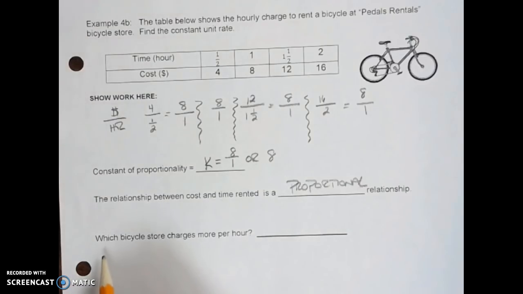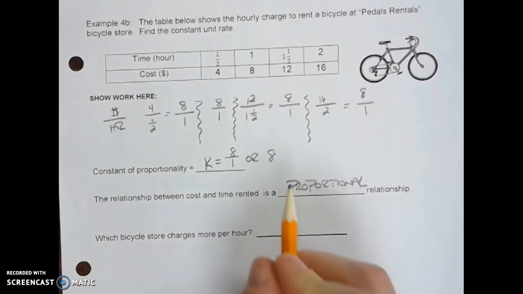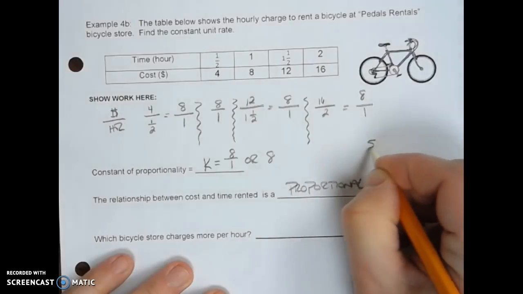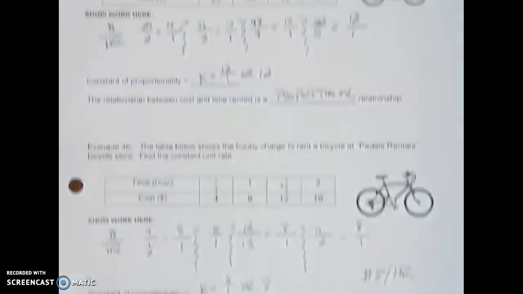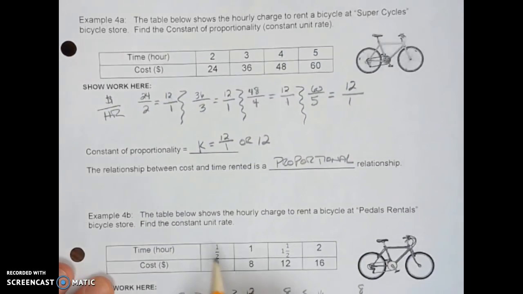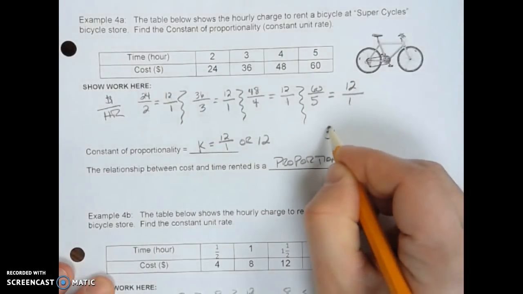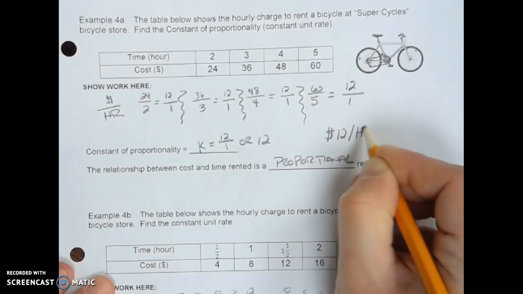Our last question asks, which bicycle store charges more per hour? Well, we just saw at this store that it's going to cost $8 per hour. And if we go back up above at our first store, our constant of proportionality was 12, which means that it costs $12 per hour.